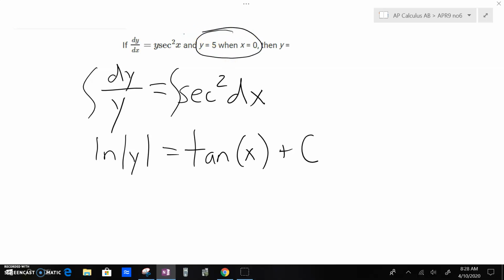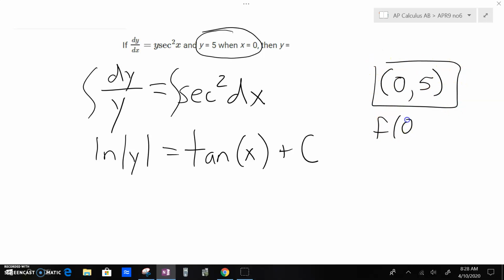Then what we need to do is use this initial condition, and they presented it a little differently here. They're saying y is 5 when x is 0, so they're giving us the point (0, 5). Another way that might get presented is f of 0 is 5. Those mean the same thing. And in terms of what we do with it, we're going to take the 0 and the 5, and we're going to plug it in here.